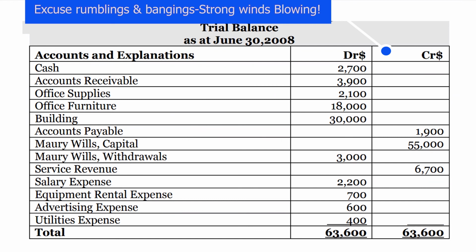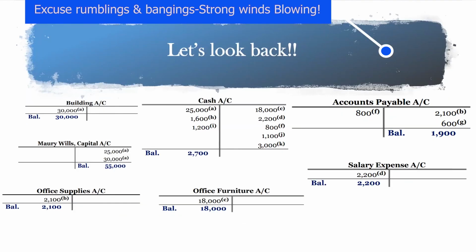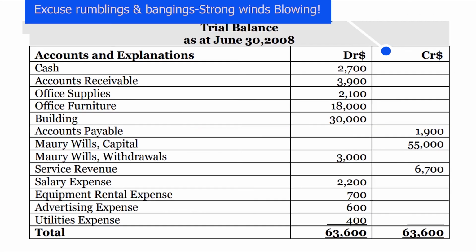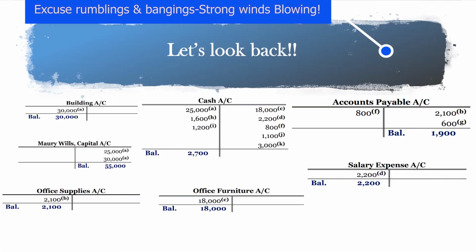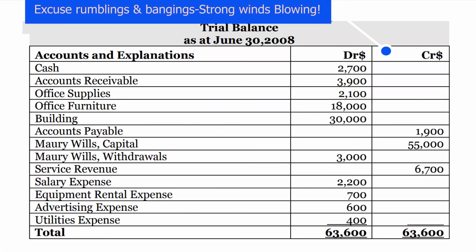So we're going to look for building, and if we look up, you see building is on the debit side, $30,000. Let's look for capital. We're seeing a credit balance of $55,000. It's on the credit side, $55,000. Let's find another one, cash. You're seeing a debit balance of $2,700. We're seeing there cash on the debit side, $2,700.